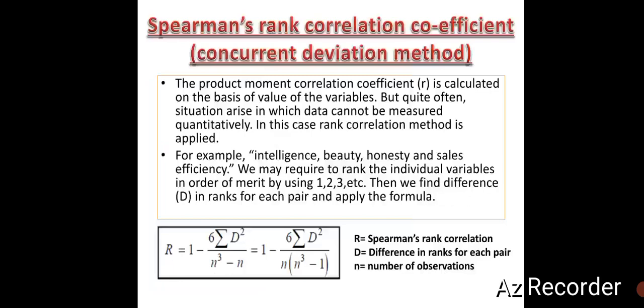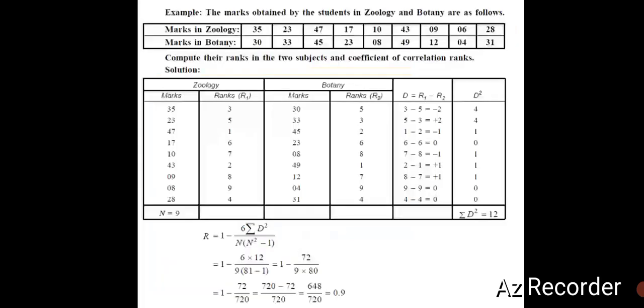Here is the formula: r equals 1 minus 6 summation d square upon n cube minus n, right? Where r is Spearman's rank correlation, d is the difference in ranks for each pair, and n is equal to the number of observations. Now consider it with the help of an example.